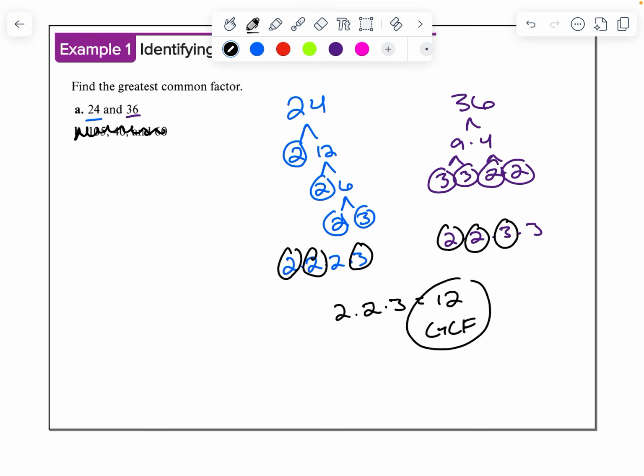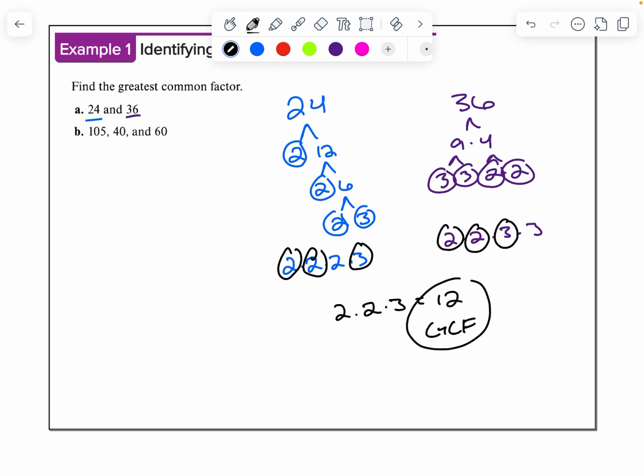The more of these you do, the better you're going to get at doing them. So once you have done several of them, you're going to be able to skip that factor tree. A lot of people will be able to skip the factor tree. 12 being the GCF, what that means is 12 is the biggest number that I could divide 24 by and also divide 36 by. I'm sorry, 24 and 36 both by 12. 12 is the biggest thing I can divide them both by, the greatest common factor.